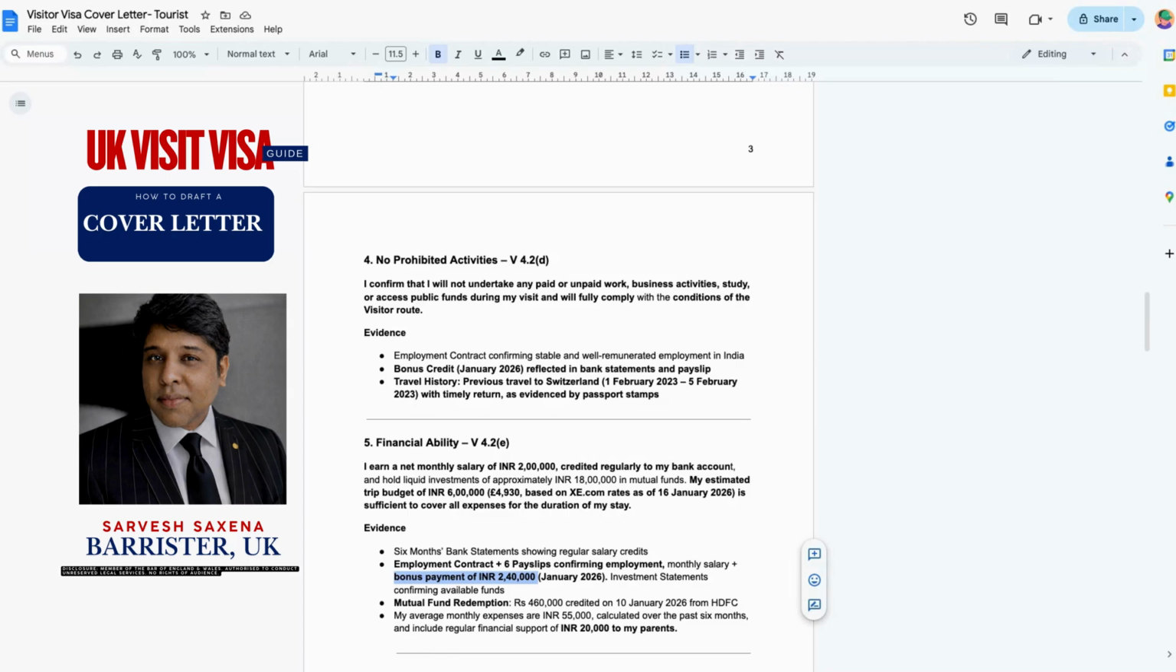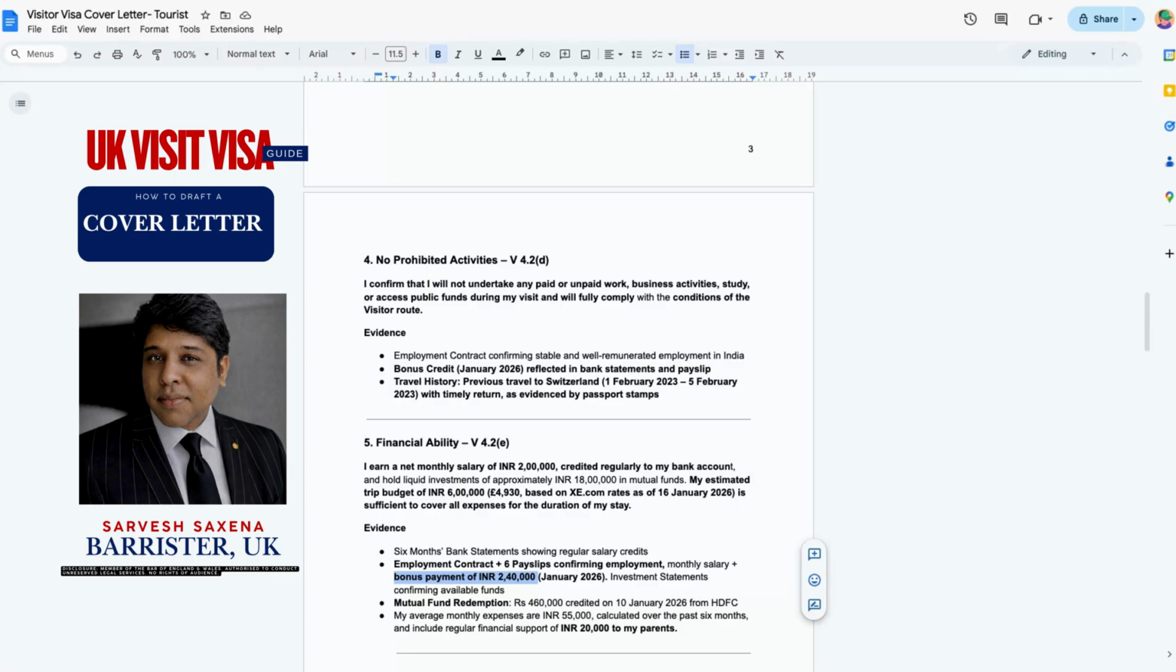And let me explain. In order to commit fraud, some people borrow money from financers at a high interest rate, and before the application, within 28 days, they get, say, a huge amount of money credited to their bank account, and they use it to show that they have sufficient funds. And as soon as they get the visa, they would return that money back to the financer with interest, and then they would go to the UK and not return back.